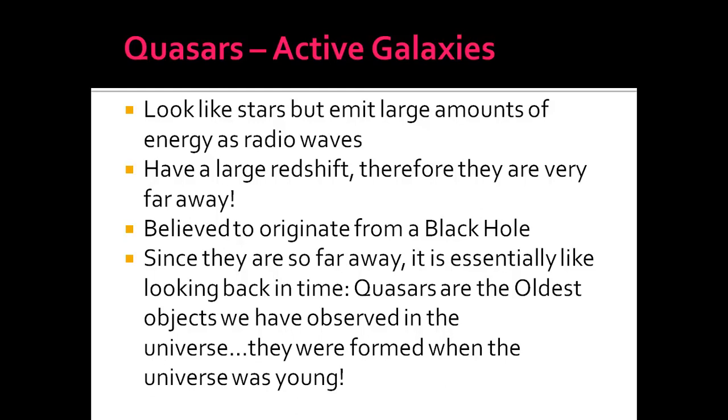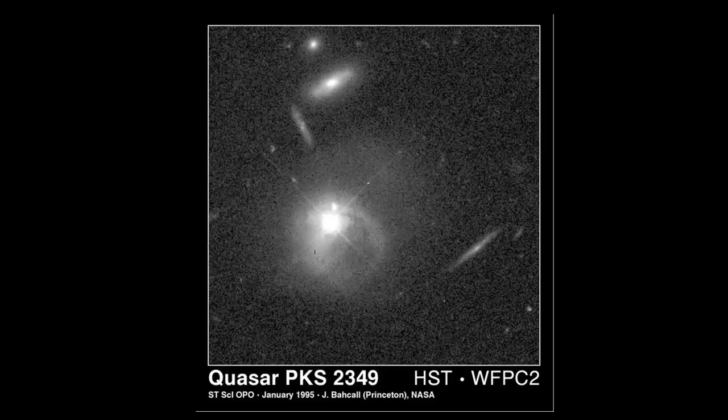So essentially, they are objects that were formed when the universe was very young, and their starlight is just now getting to us here on Earth. So it's really exciting to study quasars because we're essentially looking at the young universe. So here's an image of a quasar. Okay, it's a very bright star-like looking object, but it's actually the central region of a very active galaxy, emitting a lot of energy in the infrared and radio and X-ray.